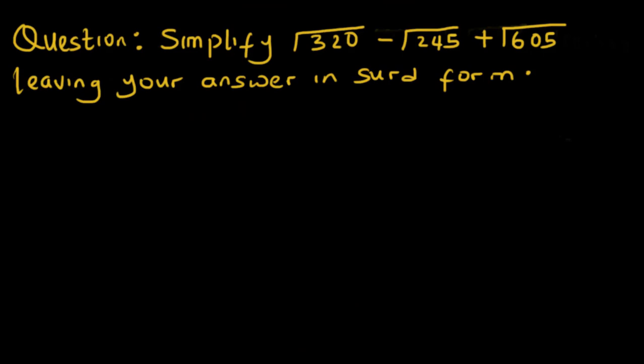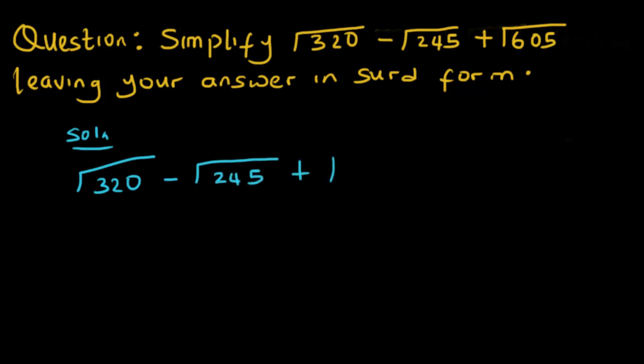So we have simplified square root 320 minus square root 245 plus square root 605, leaving your answer in surd form. So let's try to do this. 320 minus 245 plus 605. Now these are some big numbers, but remember, it's not still difficult. All I need to do is to divide each of these numbers by prime numbers. So let's try to do this.